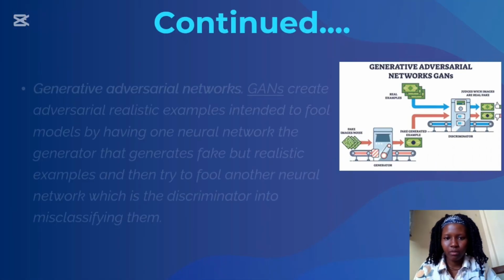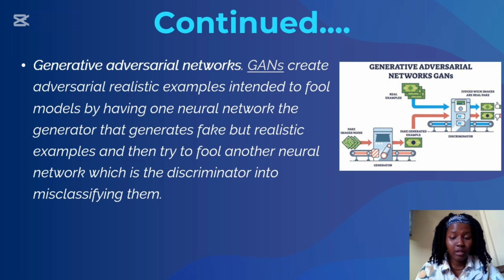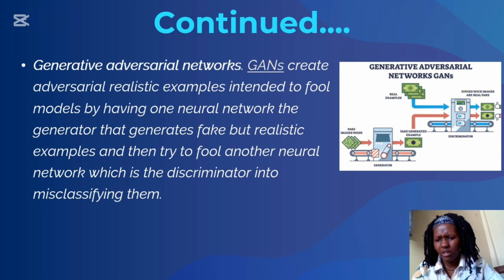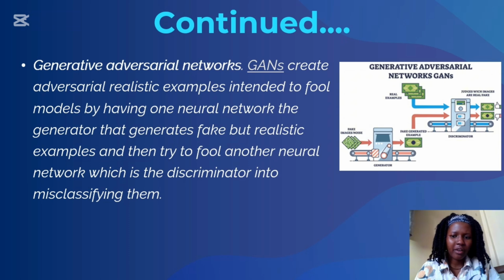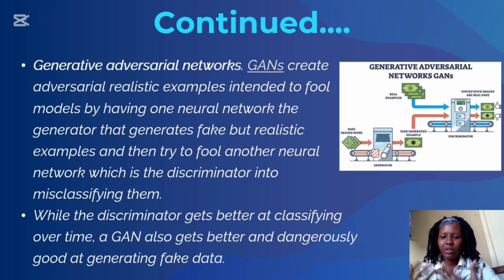Yes, so now I'm going to take you through the continuation, and we are looking at generative adversarial networks. Generative adversarial networks have two components: the generator and the discriminator. The generator creates fake but realistic examples. That is the data we are talking about. The discriminator tries to figure out which of the data the generator is bringing is fake or not. If the generator creates more and more fake data, the discriminator itself will be good at classifying fake data only, and that would tend to be a problem.